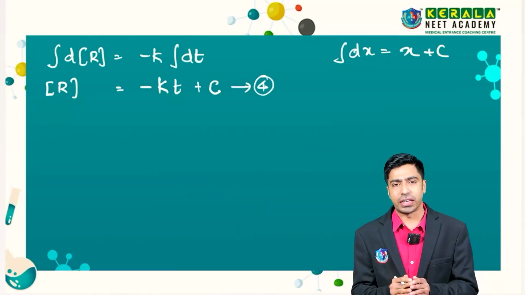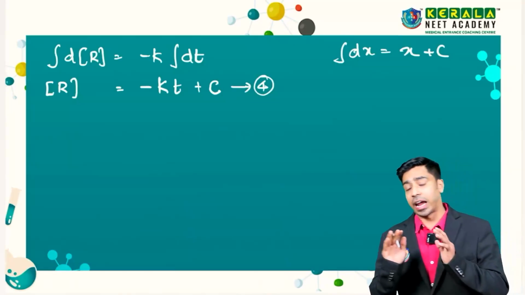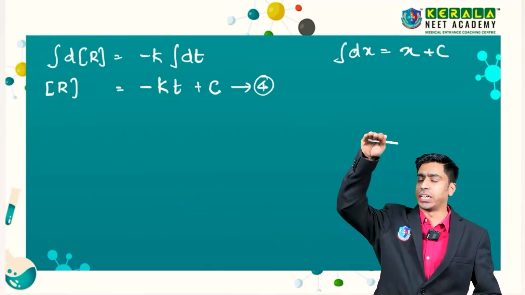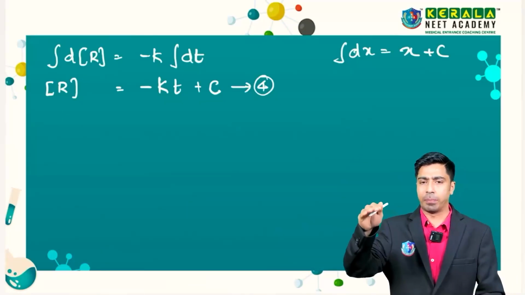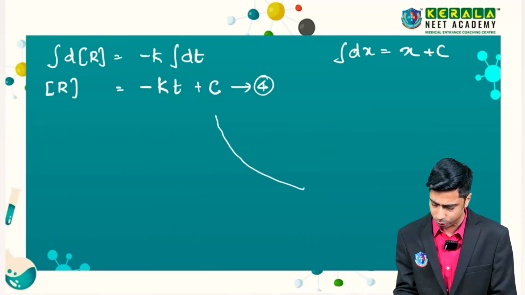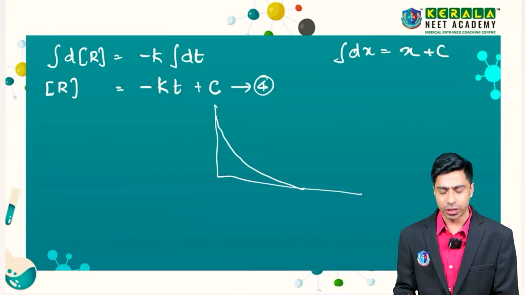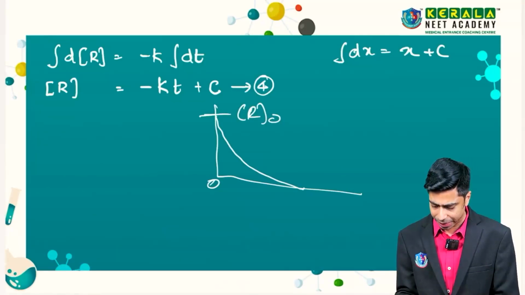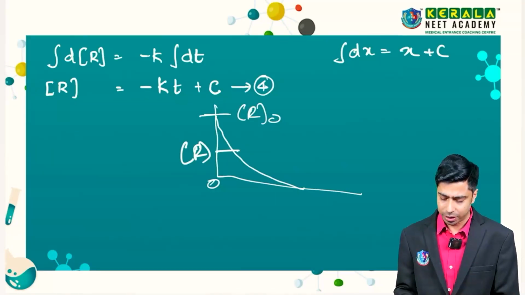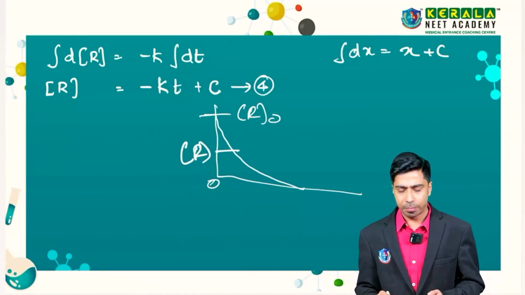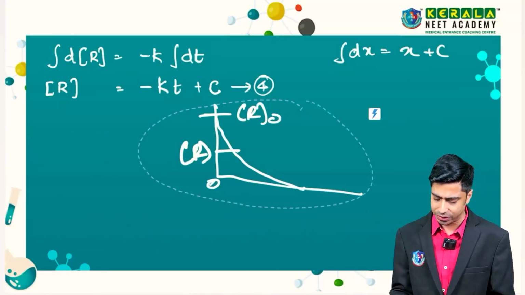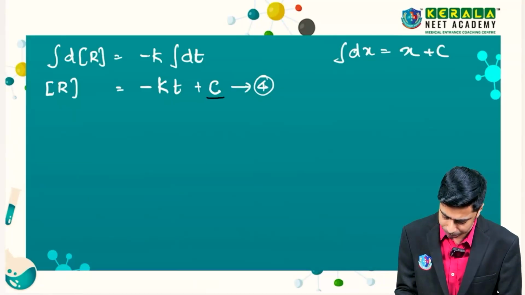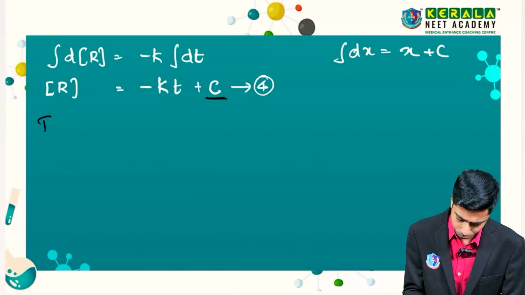Here R represents the concentration of the reactant at time t. We started the reaction with an initial concentration, and at a particular time the concentration of reactant is reduced. Initially, when time is 0, let the concentration be R0, and at time t the concentration is reduced to R. All the terms are clear, but we have an integral constant, that is C. Now we need to find the value of C.